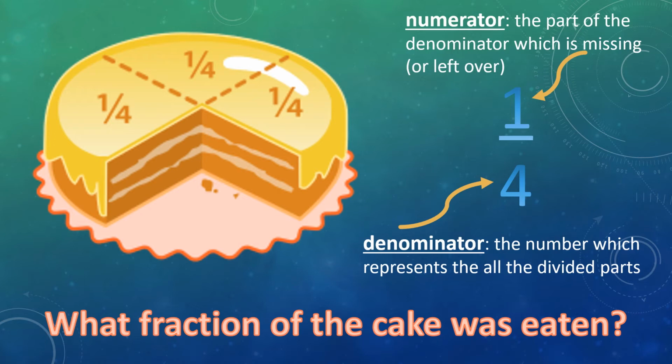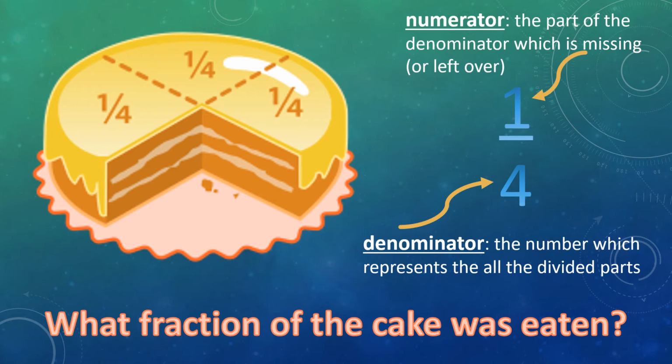In this case, the cake was divided into 4 parts. So our denominator will be the number 4. And to answer our question of what fraction of this cake was eaten, only one piece was eaten out of 4 pieces. So 1/4 of this cake was eaten.